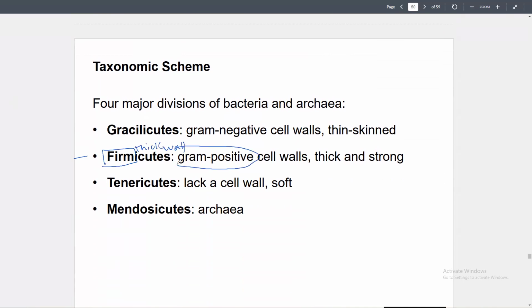So those are gram positives, right? My next one, if we already did gram positive, let's go to gram negative. So G for gram, Gracilicutes, okay? So we've got our gram positives and our gram negatives taken care of.